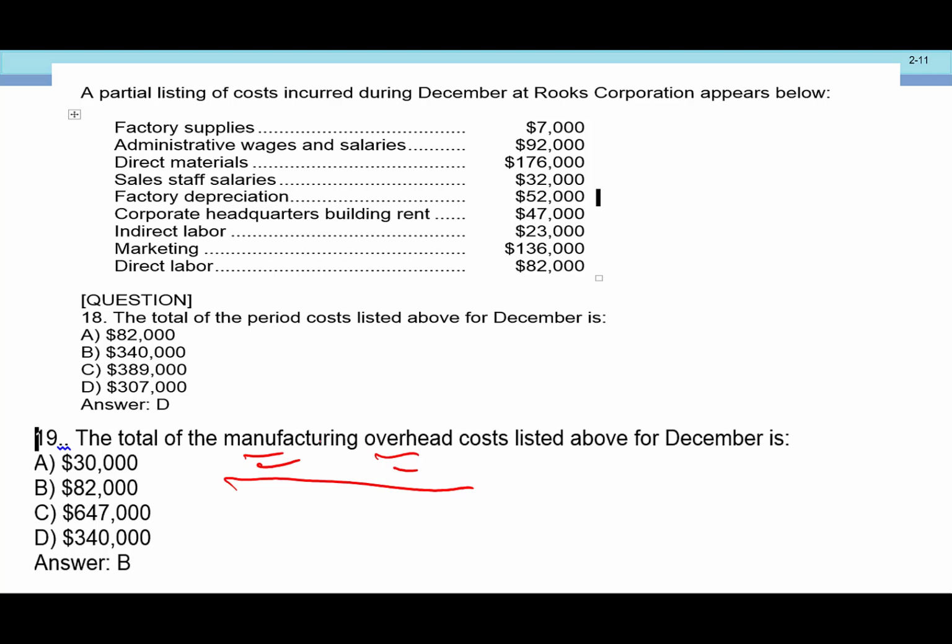Is it indirect? Are factory supplies indirect? Yeah. Supplies, by its very nature, indicates that it's what?